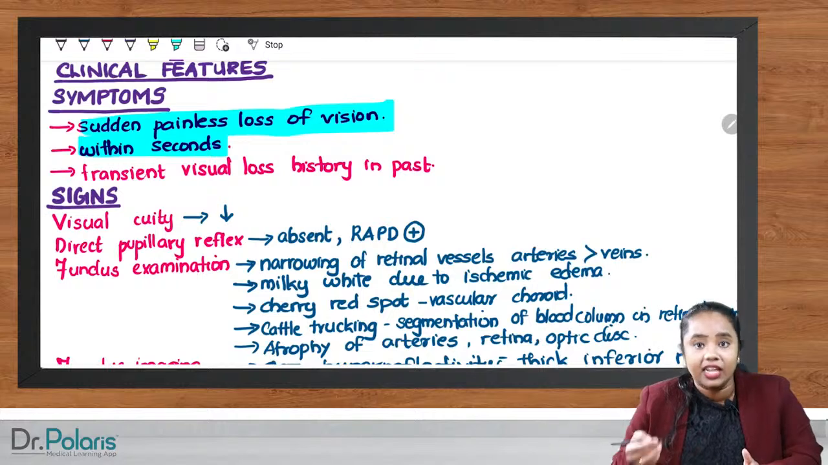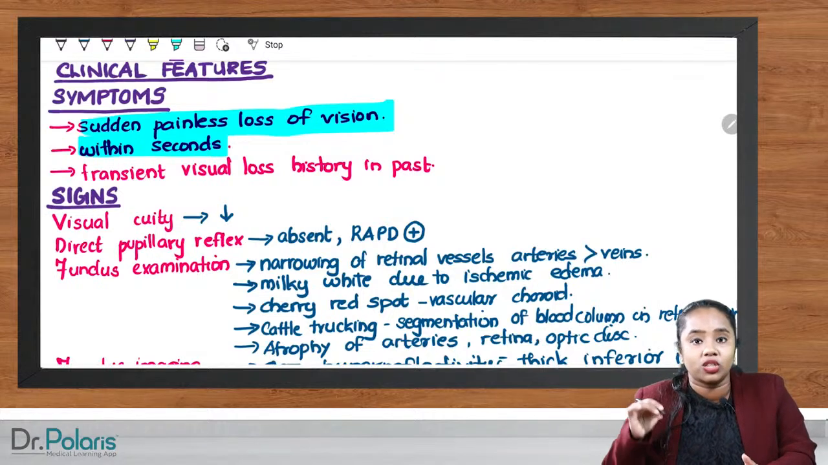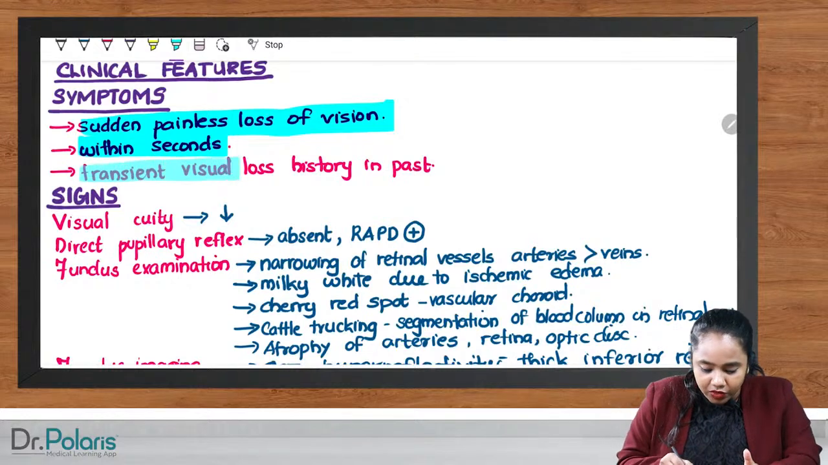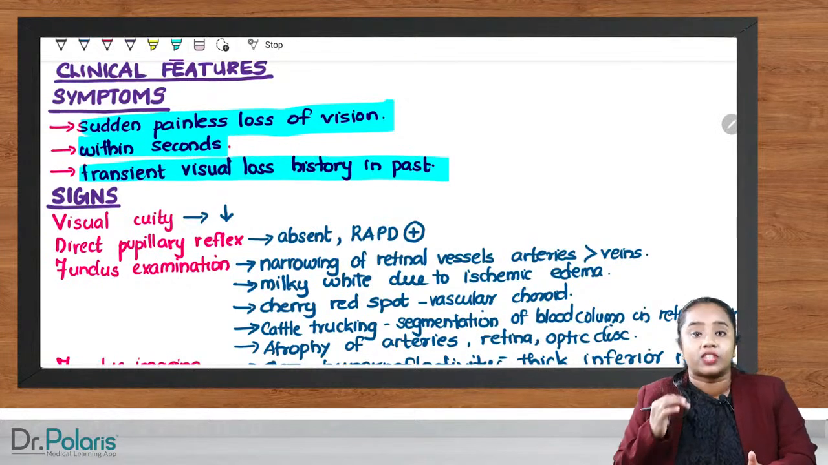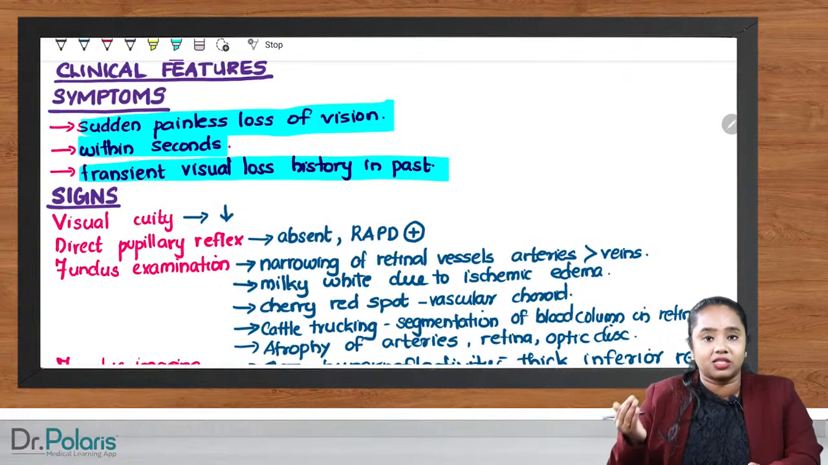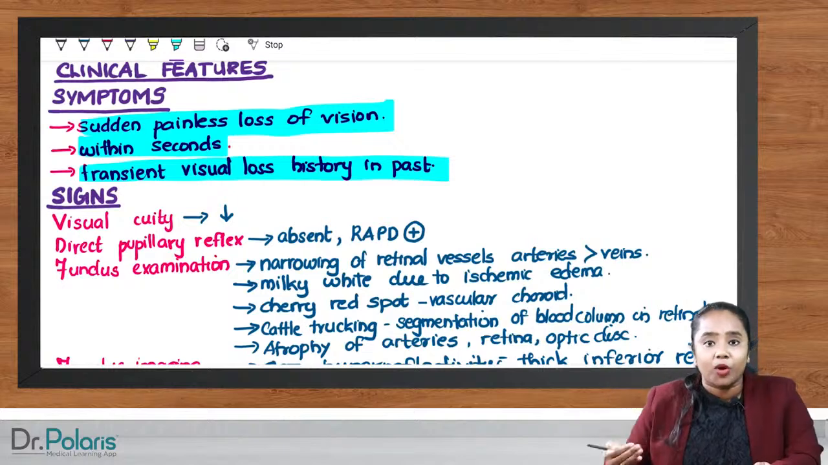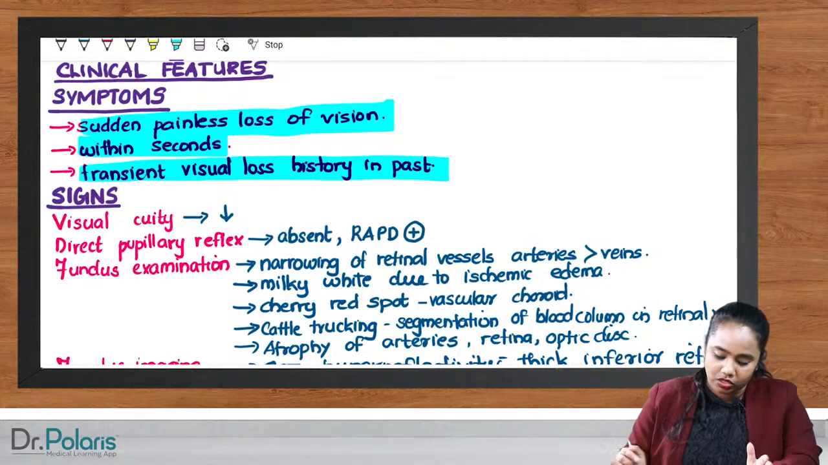And if you take a detailed history, you will get to know that the patient had a history in the past of transient visual loss. Episodes of transient visual loss were there in the past, which is mainly called amaurosis fugax. These are the important symptoms. Apart from this, there are no other presenting features.